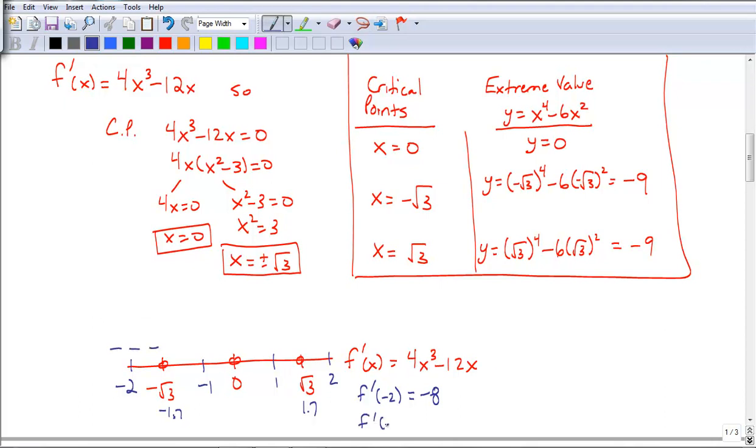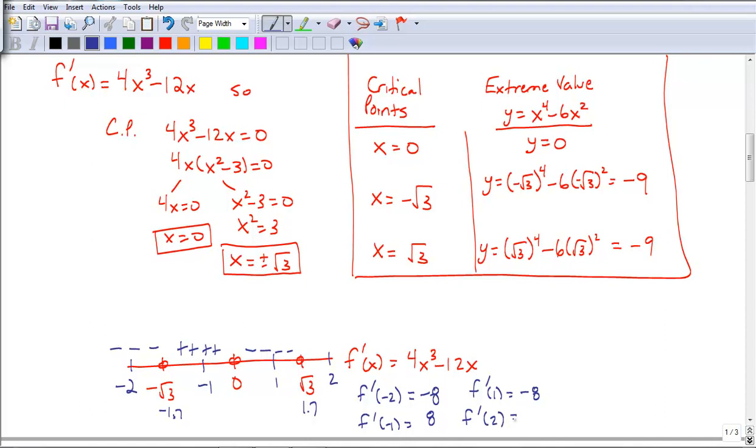I plug in negative 1 into the first derivative. When I replace all the negative 2's with negative 1's, the calculator gives me positive 8. So in this interval, the first derivative is positive and the graph is increasing. I plug 1 into my derivative, and when I replace all the negative 1's with 1's, I get a negative 8 out. So on this interval, the first derivative is negative and it's decreasing.